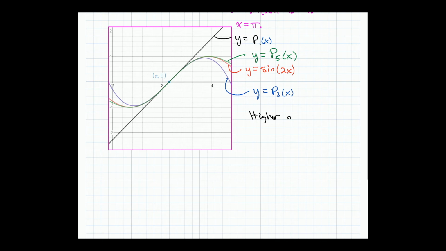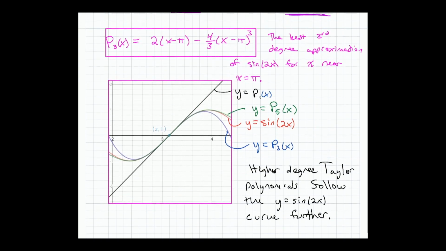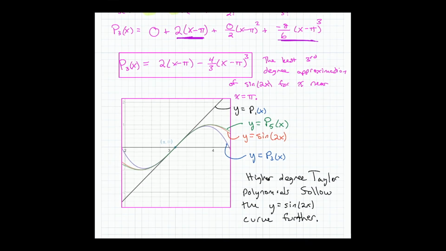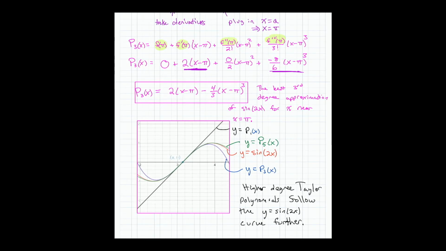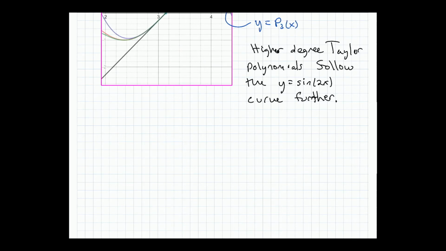Higher degree Taylor polynomials follow the y equals sine 2x curve further. And so that's what they do. So higher degree, better approximation of the original function. Okay. Now, before we do anything else, I'll just mention, why would we even care about these?